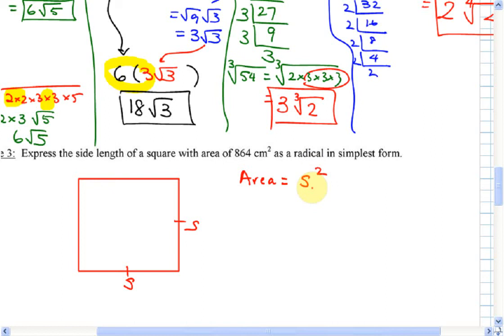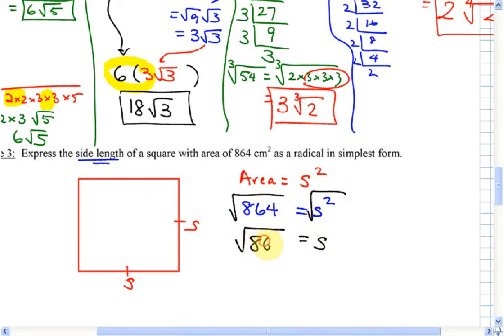What's the area of the square? Yeah, it's 864, so that equals S squared. And I want you to find the side length, so I want you to find S. What do I do if I want to get rid of that square? Square root it. Thank you. Technically, I should have a plus or minus, but don't worry in this case because it's just a positive number. So S is just the square root of 864. I don't want a decimal because I said I want a radical in simplest form.